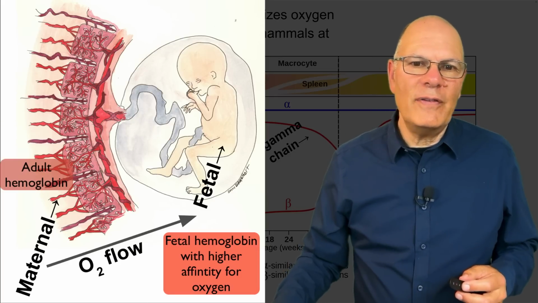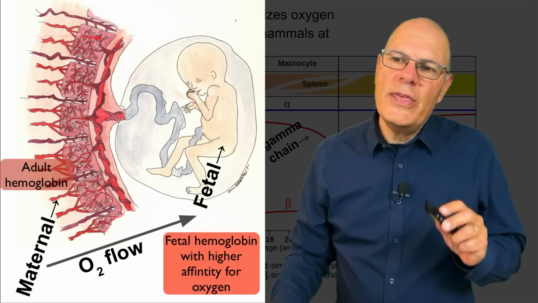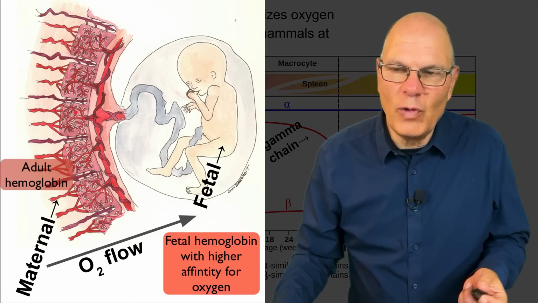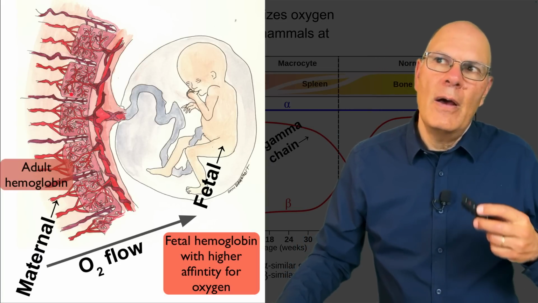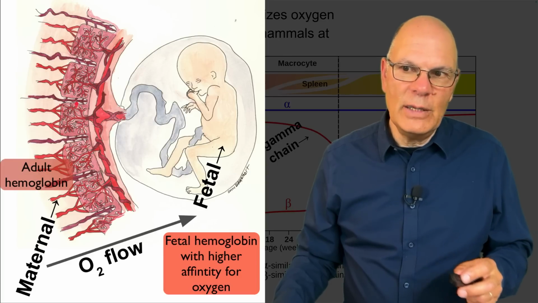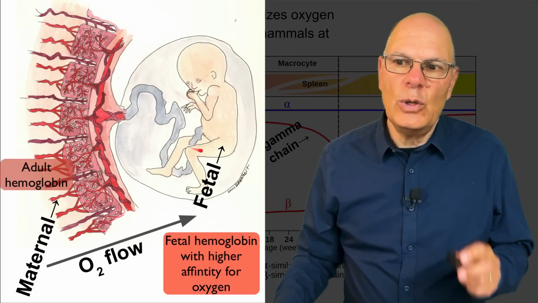Because of the higher affinity for oxygen, the fetal hemoglobin will absorb, it'll create a gradient that will cause oxygen to flow from maternal blood in the placenta over here into fetal blood.